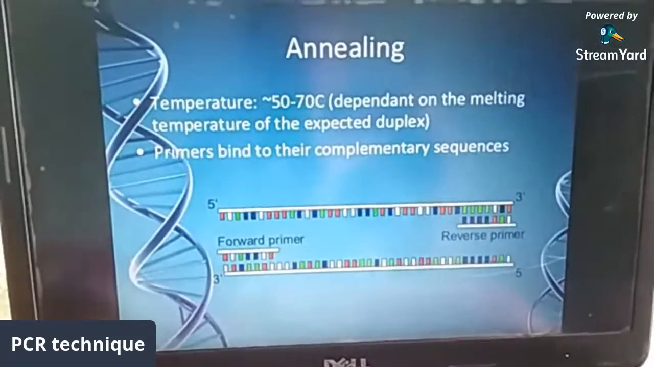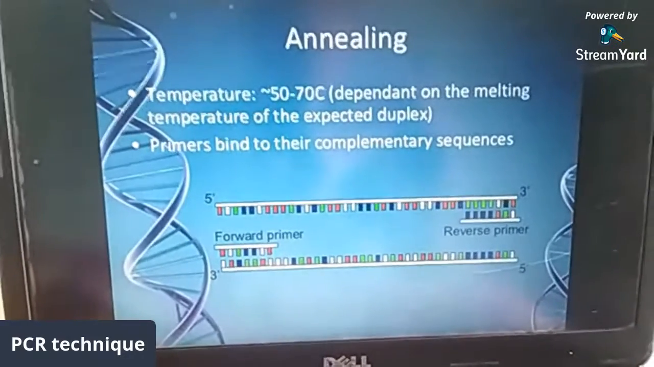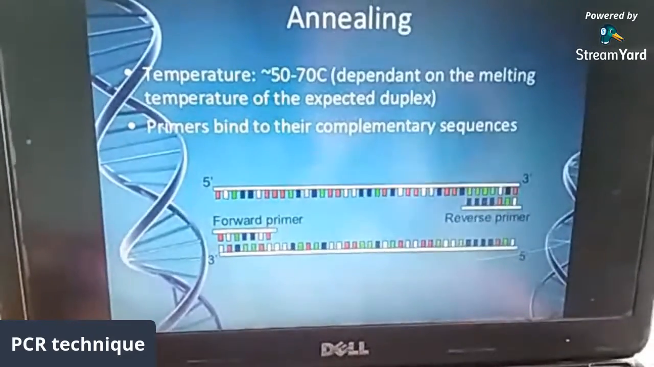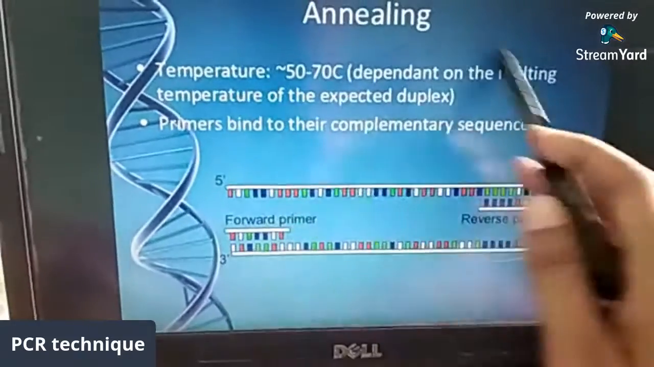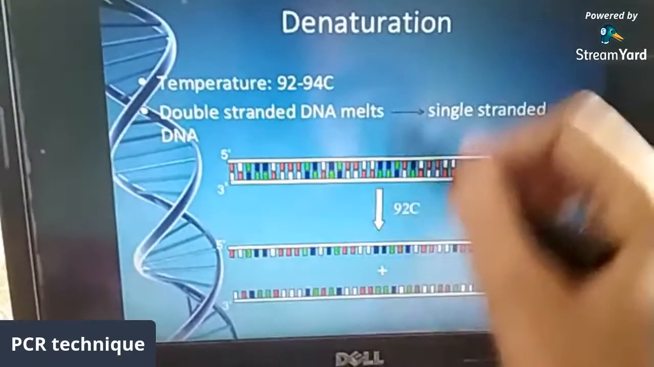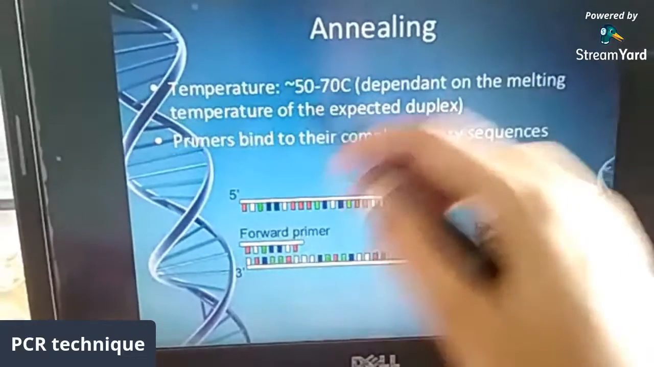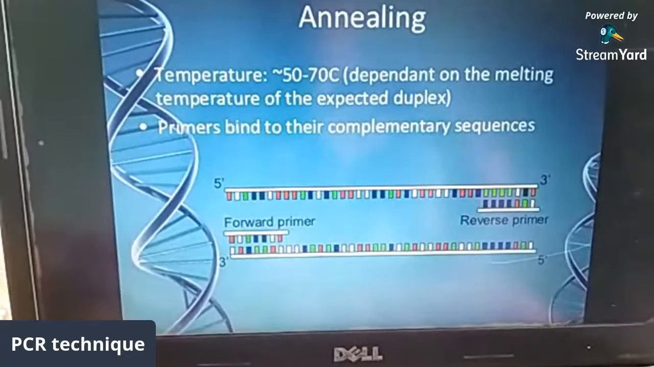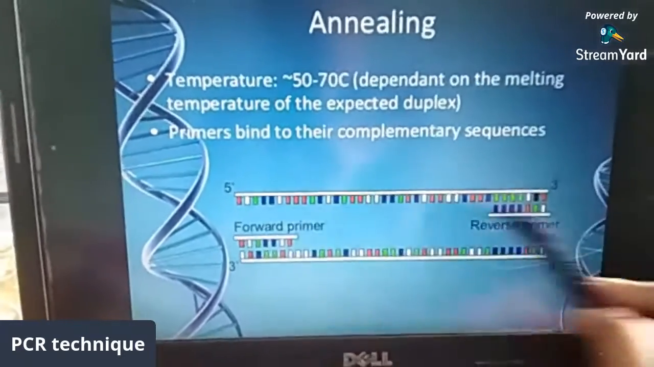What is the main phenomenon which happens in the annealing? The temperature range is approximately 50 to 70 degrees centigrade, and it is dependent on the melting temperature of the expected duplex. Duplex means the double stranded DNA. So based on this melting temperature, the annealing temperature varies. After the heating treatment, the primers bind to their complementary sequence. This is the primer.